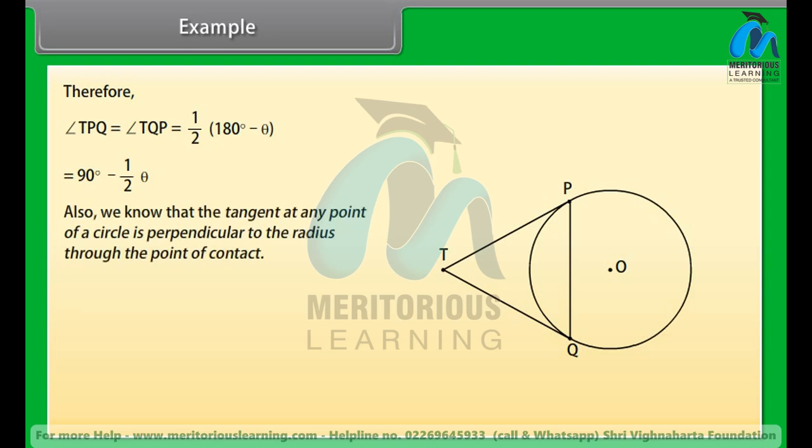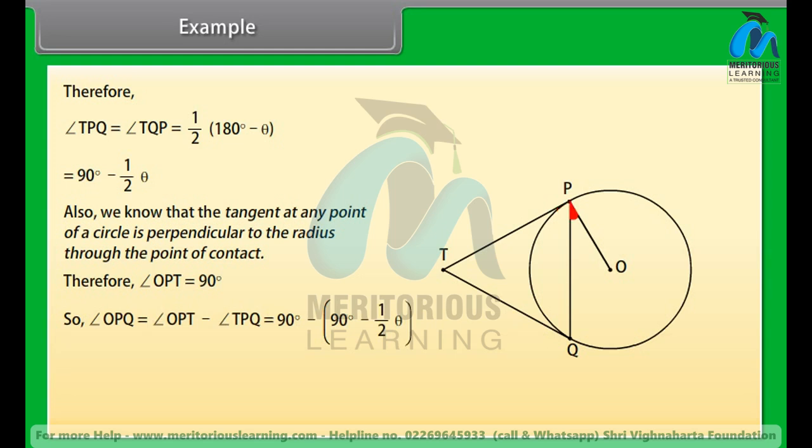Also, we know that the tangent at any point of a circle is perpendicular to the radius through the point of contact. Therefore, angle OPT is equal to 90 degree. So, angle OPQ is equal to angle OPT minus angle TPQ, which equals 90 degree minus 90 degree minus 1 upon 2 theta, equal to 1 upon 2 theta, equal to 1 upon 2 angle PTQ, or angle PTQ is equal to 2 angle OPQ.